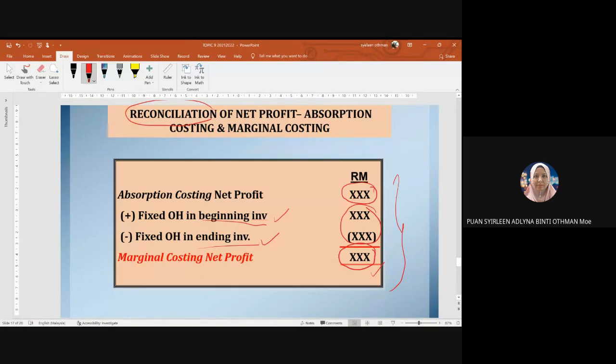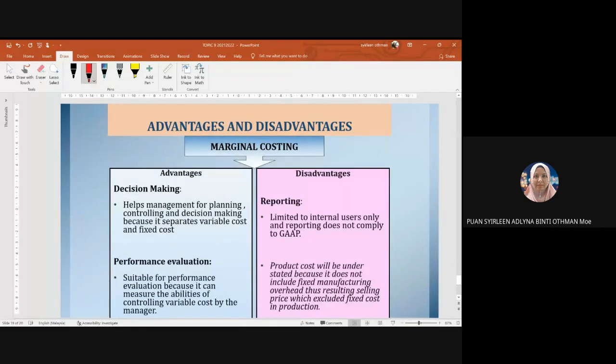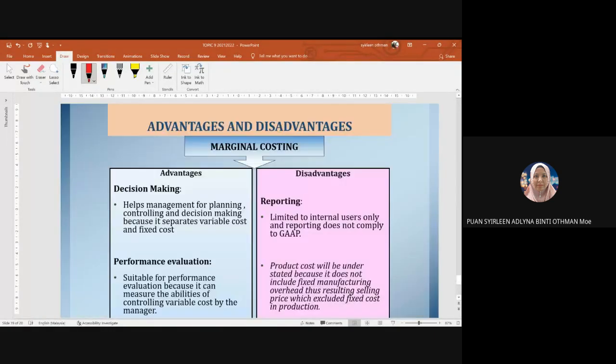Okay, so if the question asks you why there are a difference between the absorption costing net profit and the marginal costing net profit, okay, because of the element which is the fixed overhead in the beginning inventory and also the fixed overhead in the ending inventory, which are not included in your marginal costing net profit. Okay, alright, ini basically teori lah. Okay, so yang saya sebut advantage, disadvantage tadi tu, yang tu sebenarnya boleh baca sendiri, tapi Madam akan cerita sedikit lah.